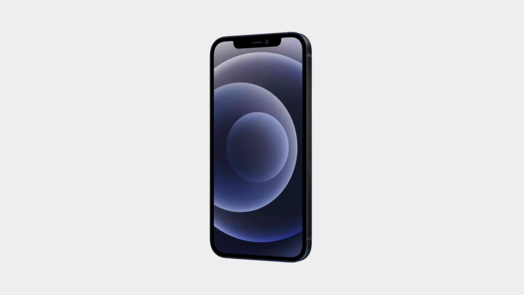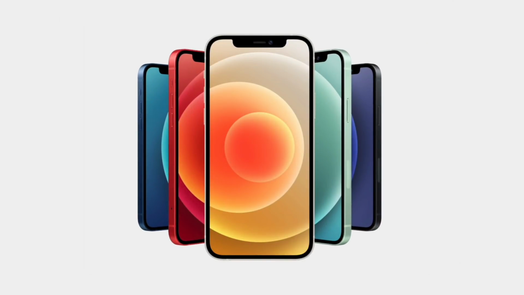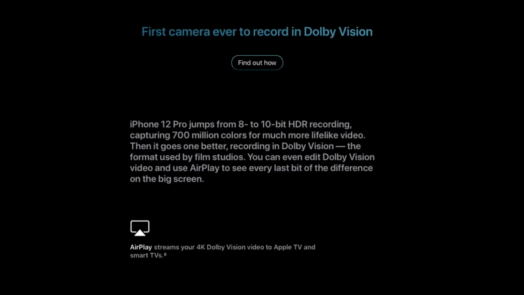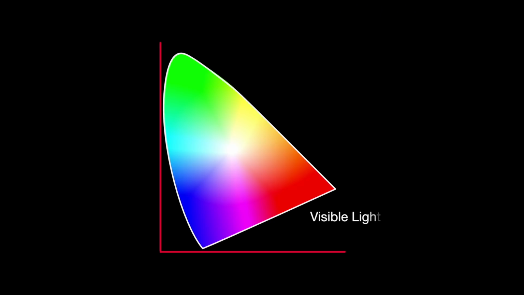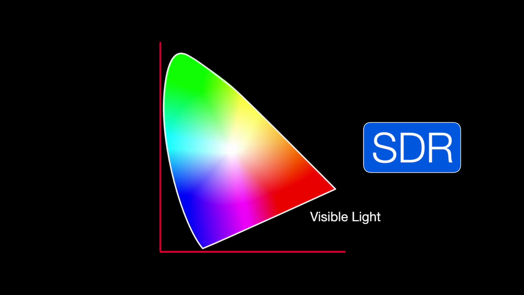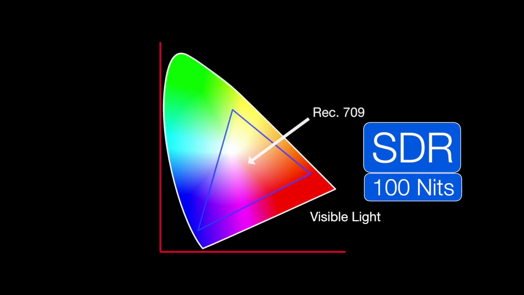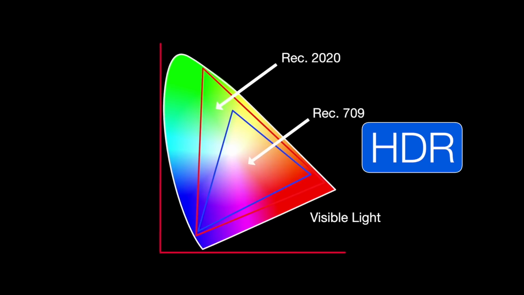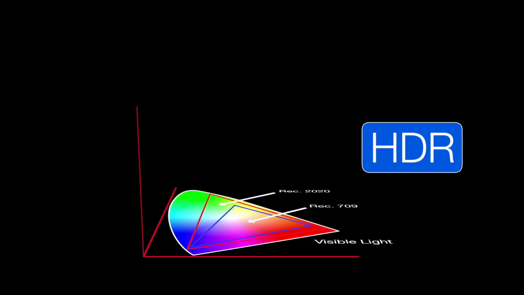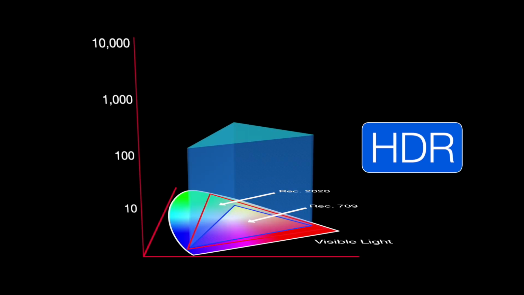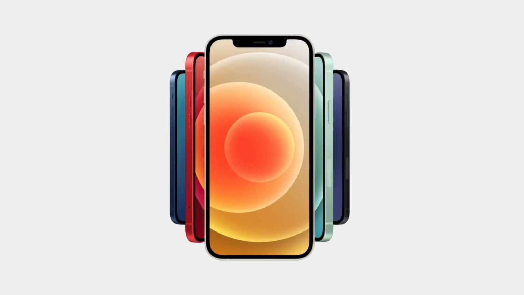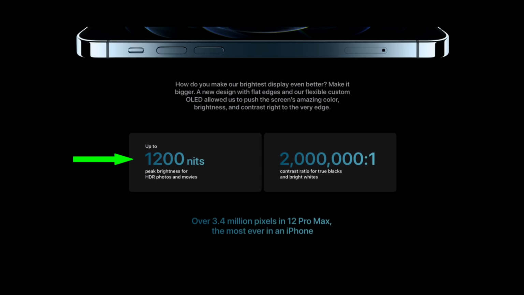The new iPhone 12 can shoot 10-bit Dolby Vision HDR, or high dynamic range video, up to 4K at 60 frames per second on the Pro version. So what does this mean? Standard dynamic range, or SDR, usually refers to video delivered in the Rec. 709 color gamut with a maximum brightness value of 100 nits. HDR usually refers to delivering video in both a wider color gamut, Rec. 2020, as well as a much higher brightness limit, up to a theoretical limit of 10,000 nits, but most HDR TVs run about 1,000 nits. The iPhone 12 can display, according to Apple, up to 1,200 nits peak brightness.